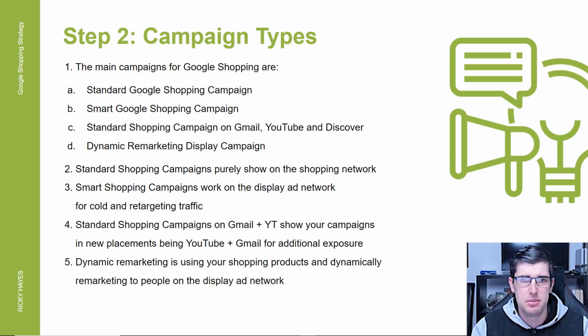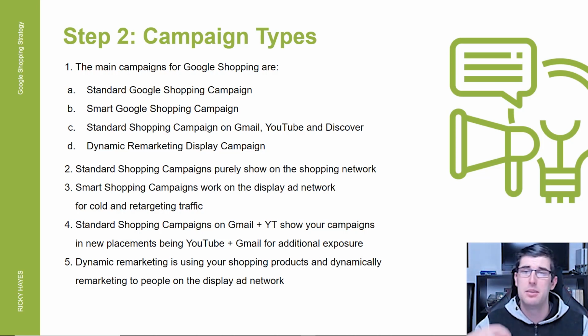So to explain, standard shopping is purely to show on the shopping network. When you type in Google, that shopping section, that's what a standard shopping campaign is. Smart shopping is a bit of a tricky one. They take precedence over standard, and they actually can work much better and allow you to do the cold traffic on the display ad network and shopping network, as well as retargeting. And it works extremely well. You can actually see quite a reduction in cost of purchase from smart shopping, hence why you should be considering that as well.